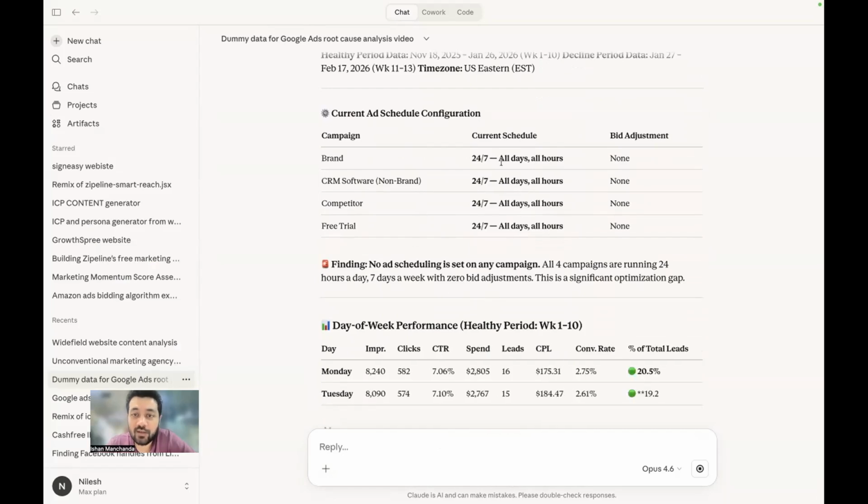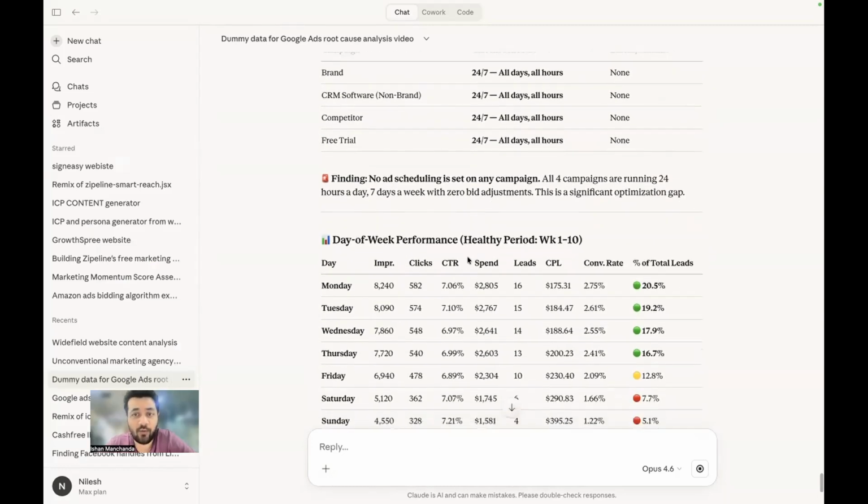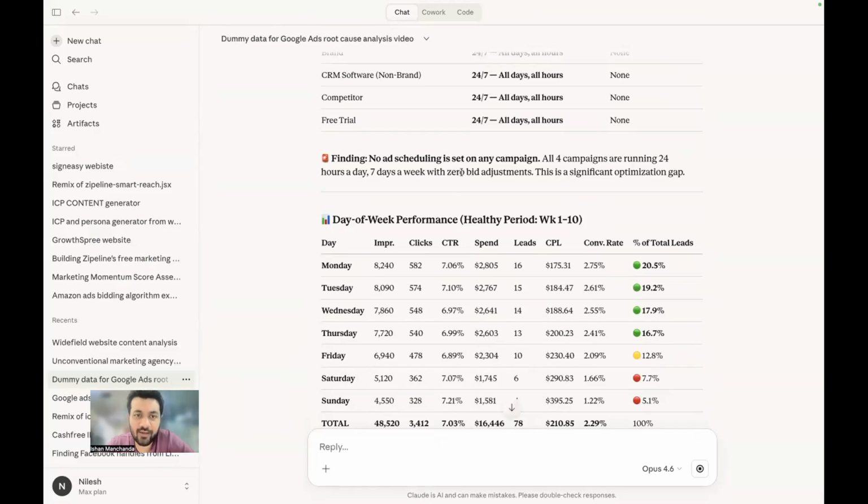Okay, so first, all of these four campaigns are running 24/7, all days, all hours. So there's no scheduling set on the campaign. Pretty much expected, nothing alarming. It thinks it's alarming, but for me it is not, because that is why I'm here. I want to optimize based on certain data points, right?